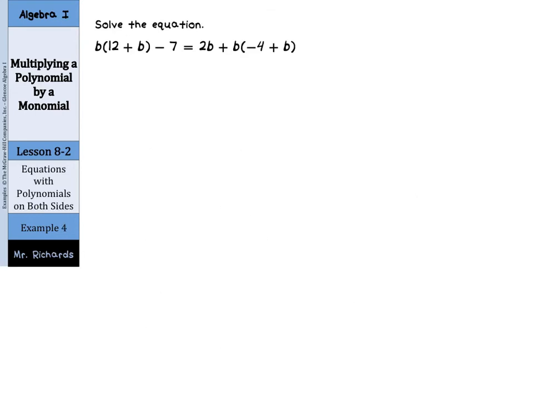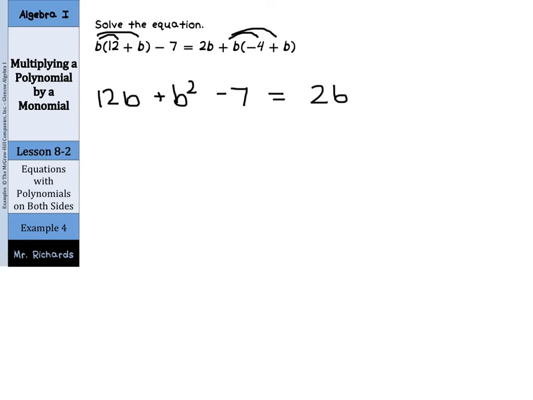And now we have an equation involving simplifying and multiplying monomials and polynomials, and so let's just take this one step at a time. First, we're going to distribute the b to the 12 and the b, and then on the other side of the equation, we can also take this b and distribute it to the -4 and the b. So what are we left with? We start with b times 12 is 12b, b times b is b squared. And we have our minus 7 equals 2b.